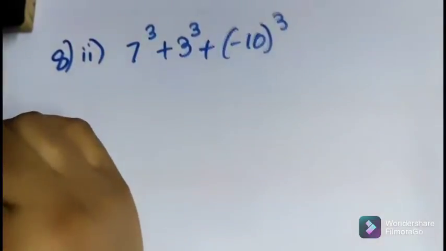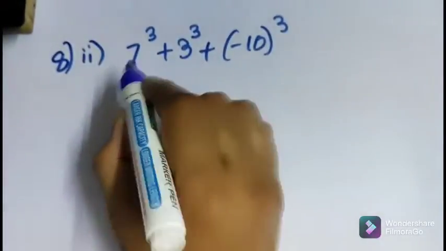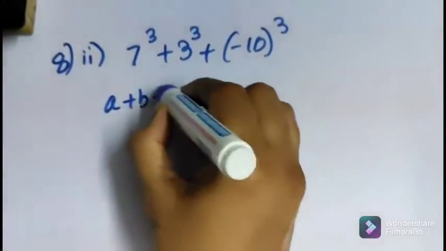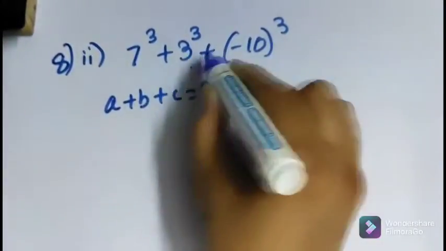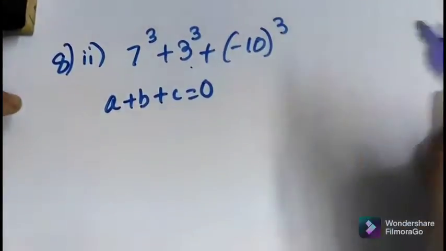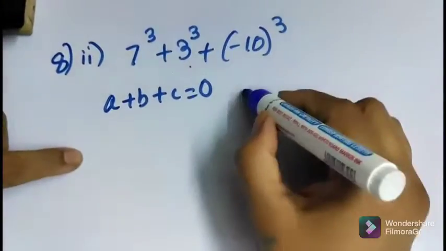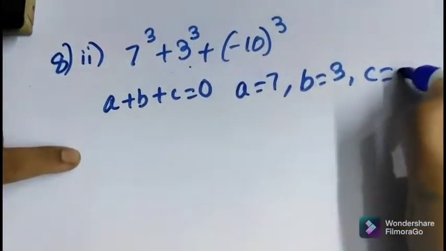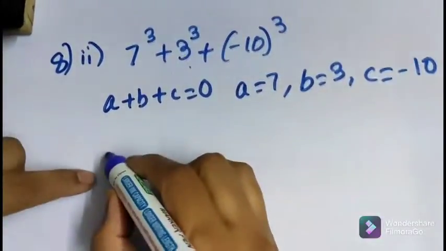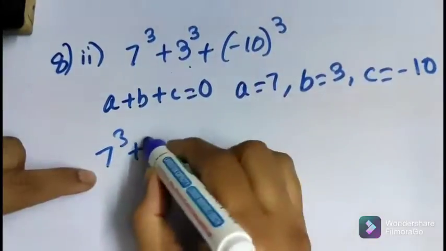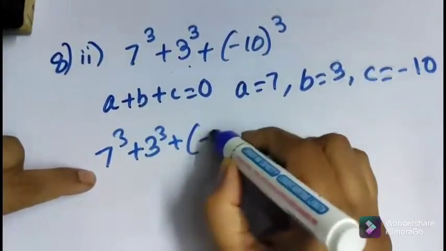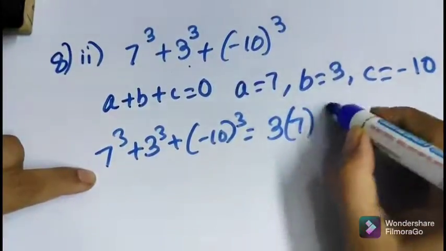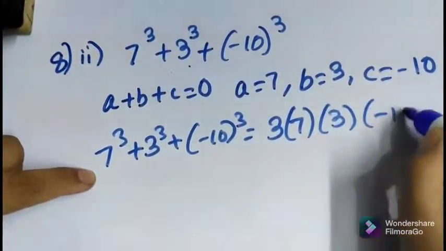Let's do the 8th main second question now. Like how we did previously, like that only. If a plus b plus c is equal to 0, then a cube plus b cube plus c cube is equal to 3abc. So in this case, a is equal to 7, b is equal to 3 and c is equal to minus 10. Let's use that. So we can say that 7 cube plus 3 cube plus minus 10 cube is equal to 3 times 7 and 3 and minus 10.